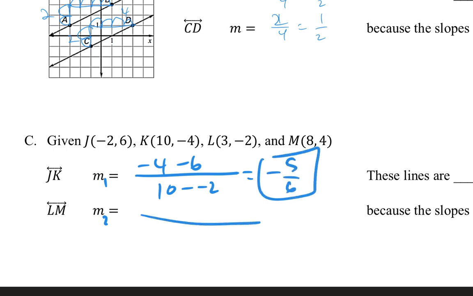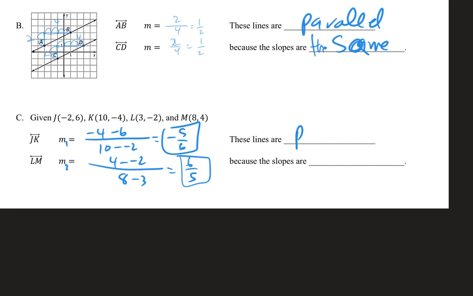On line 2, we're going to say LM. So 4 minus negative 2 over 8 minus 3. If we put that into our calculator, that's going to give us 6 over 5. If we check that out, these are negative 5 over 6 and positive 6 over 5. These lines are perpendicular because the slopes are opposite reciprocals.